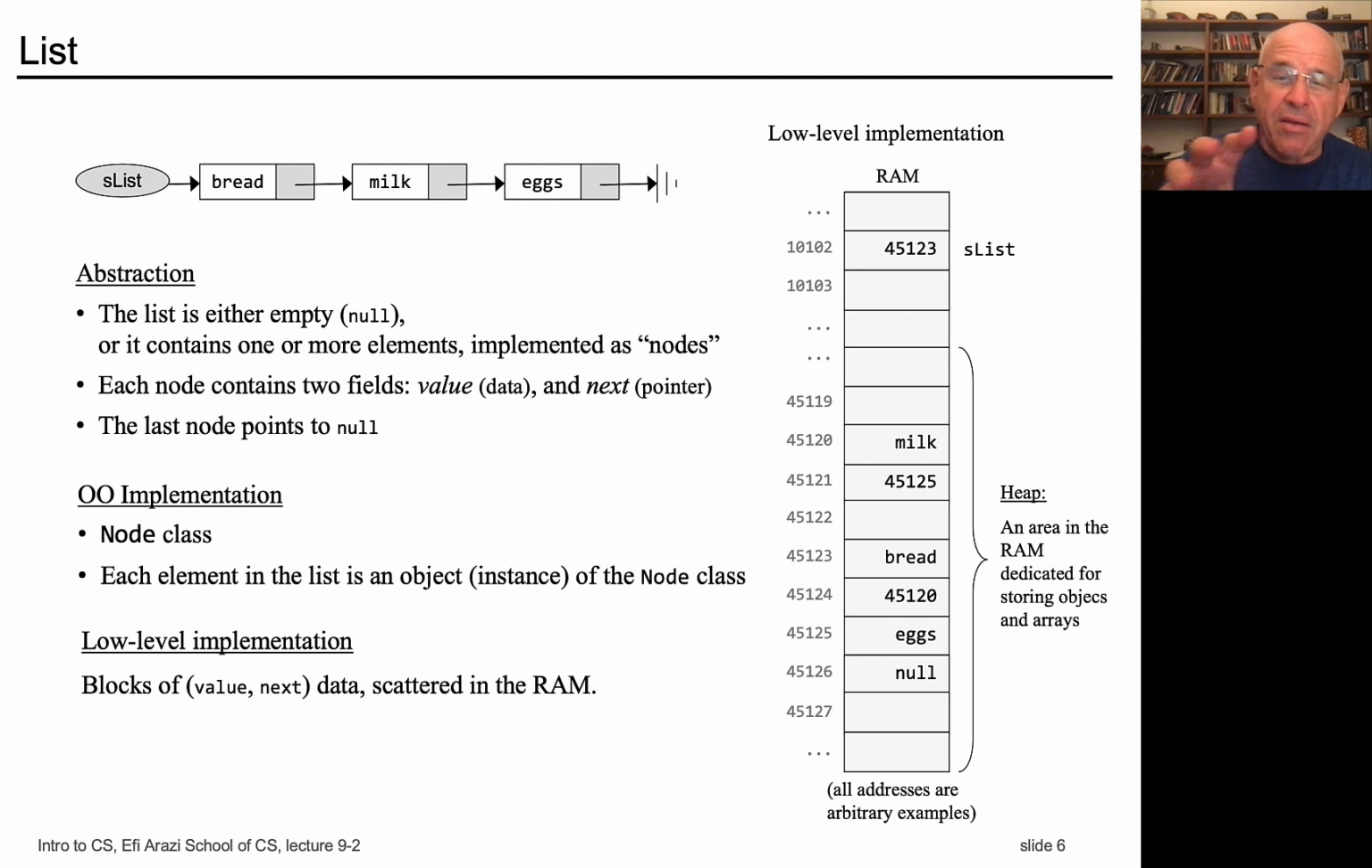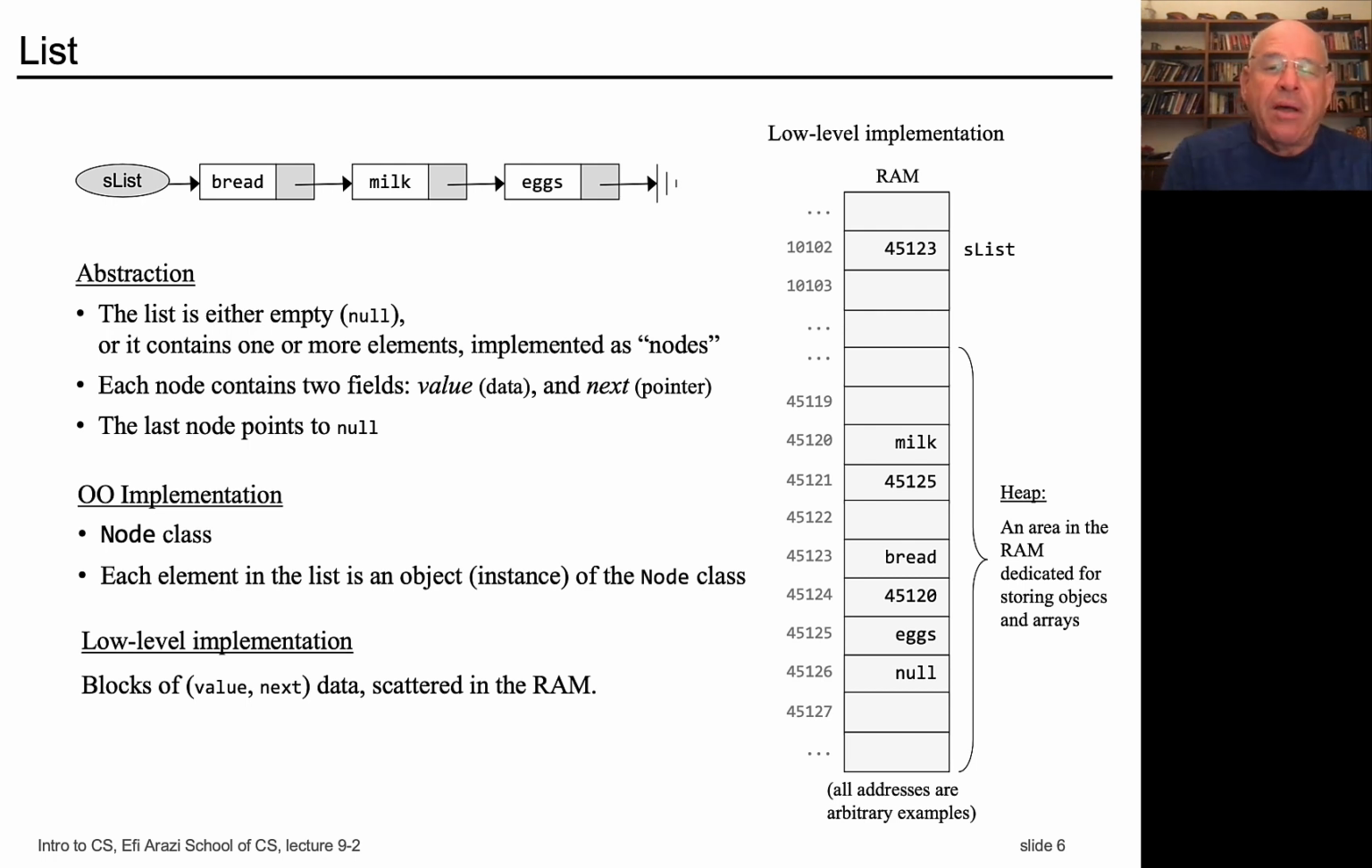So as you see, the nodes are all over the RAM, and yet if you just follow the pointers, you can completely construct the list and use it as you please. This is a great example of the difference between an abstraction, which is how we think about the list, and an implementation, how the list is actually realized or implemented in memory.